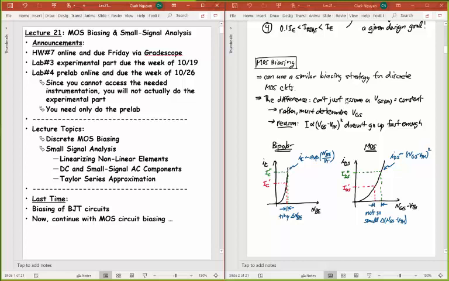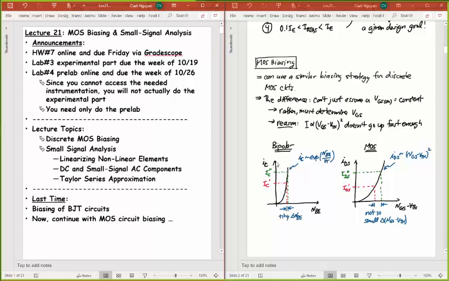And so why is it that for bipolar we can just assume some VBE on of 0.7 volts and for MOS we can't really do that with enough accuracy? Sometimes we can do that if we don't care that much about accuracy, but a lot of times we can't. The reason is that for MOS the current goes as VGS minus VTN squared, whereas for bipolar it went with e to the VBE power.